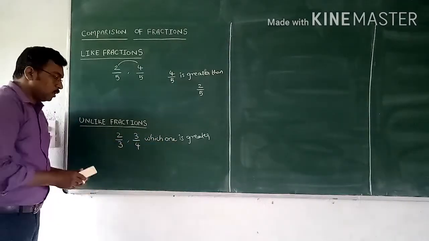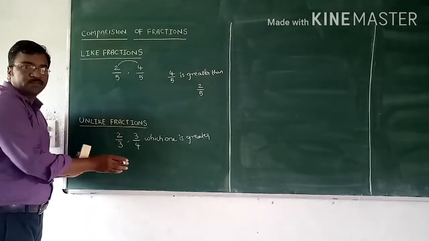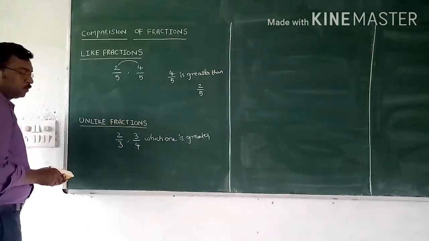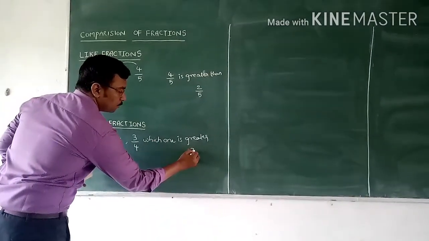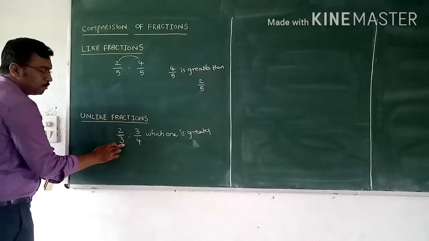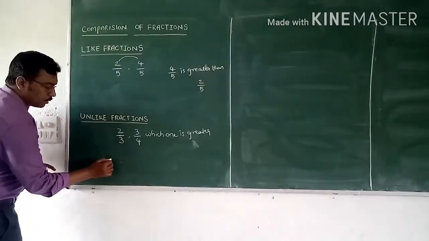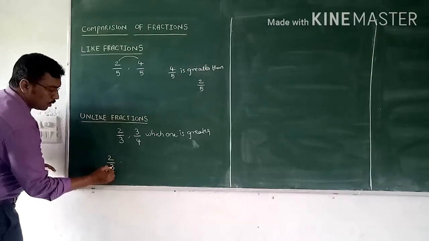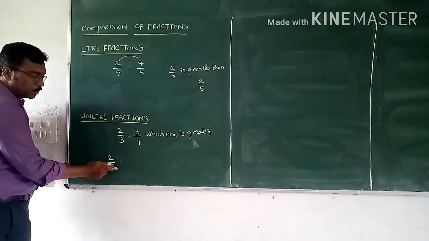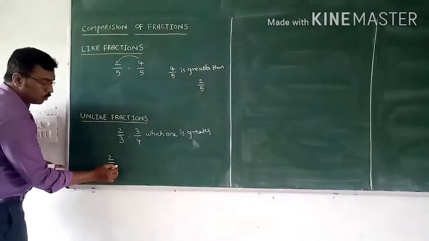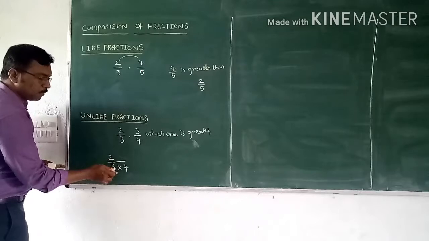So unlike fractions, we have to convert these unlike fractions into like fractions. For that, we have to take the LCM of 3 comma 4. LCM of 3 comma 4 is 12. Now the denominator has to come 12. By which number we have to multiply here to get 12? So we have to multiply with 4, then only we get the denominator 12.